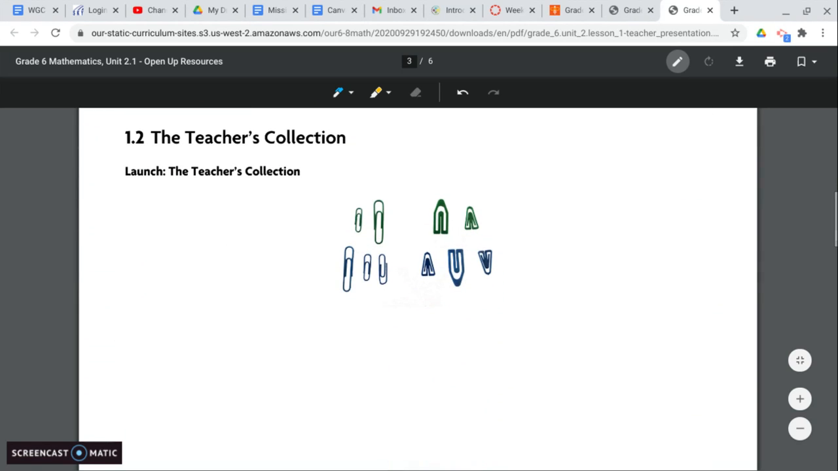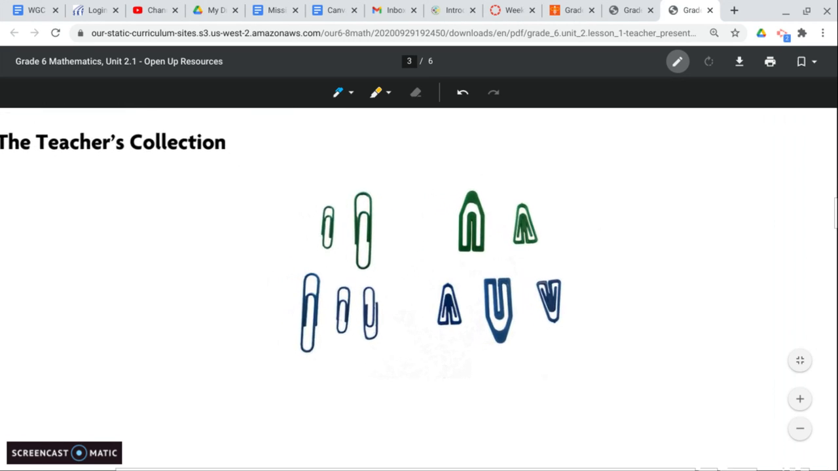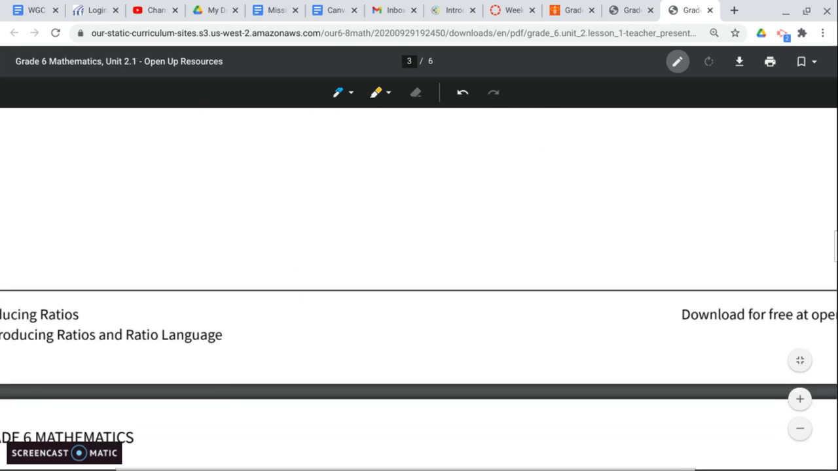Teacher's collection. So here is the collection that we are using for this. We've got these different paper clips that we are looking at here. Let's zoom this in some. So we've got green and blue paper clips here.